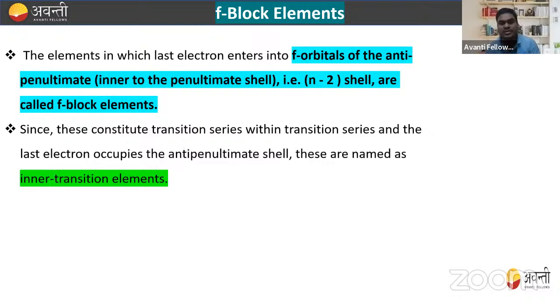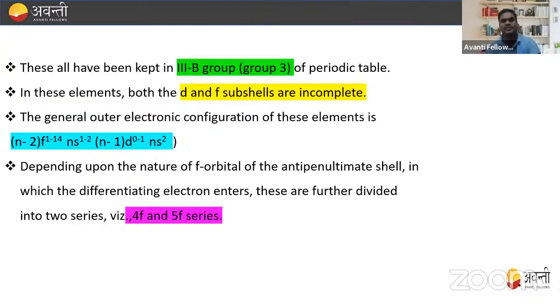Since these constitute a series within the transition series and the last electron occupies the anti-penultimate shell, these are named inner transition elements. So always remember this thing, because in transition elements the last electron enters into the penultimate shell, while in this, the last electron enters into the anti-penultimate shell, that is the shell before the penultimate shell. So we can define this block as the inner transition elements.